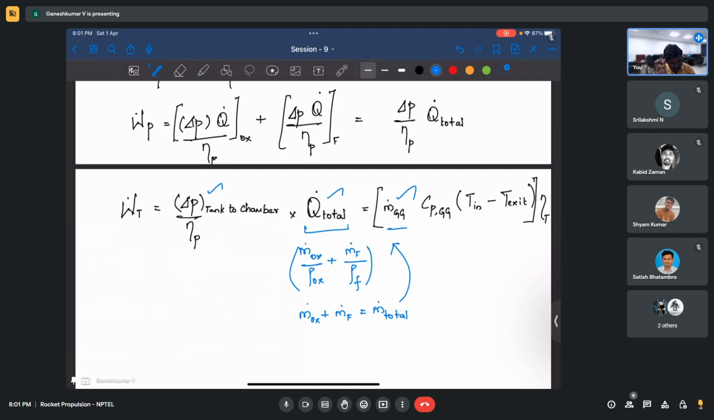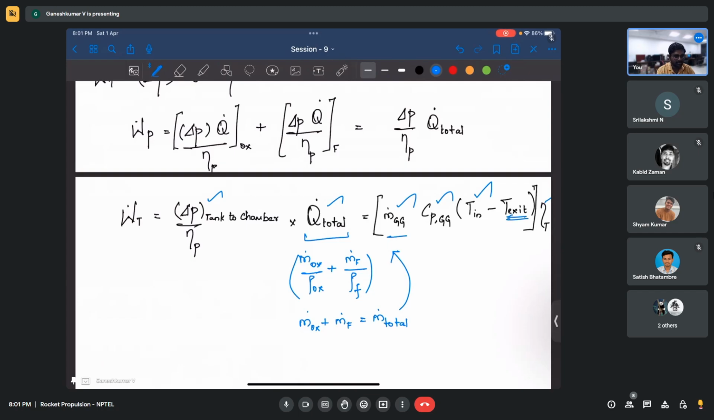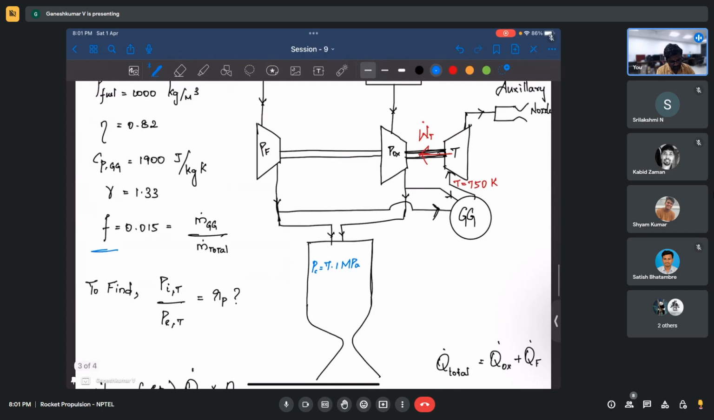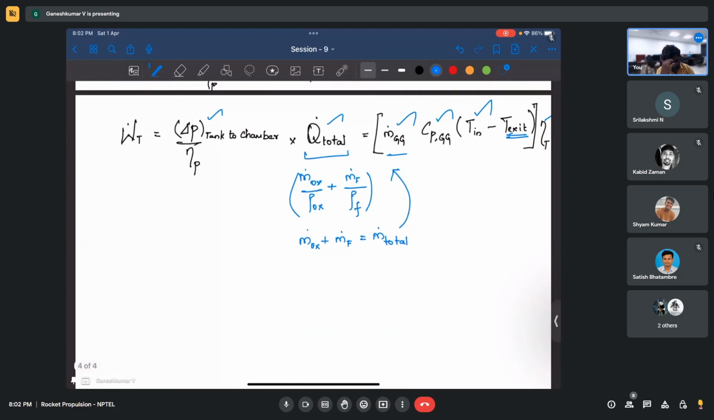Okay, and then this cpg we know, t in we know, and efficiency also we know. The only thing we don't know is t exit. And if we find t exit, since we know T in and T out, and we know it is an adiabatic process, we can find the pressure ratio P1 by P2, right? Is this clear what I'm trying to say?